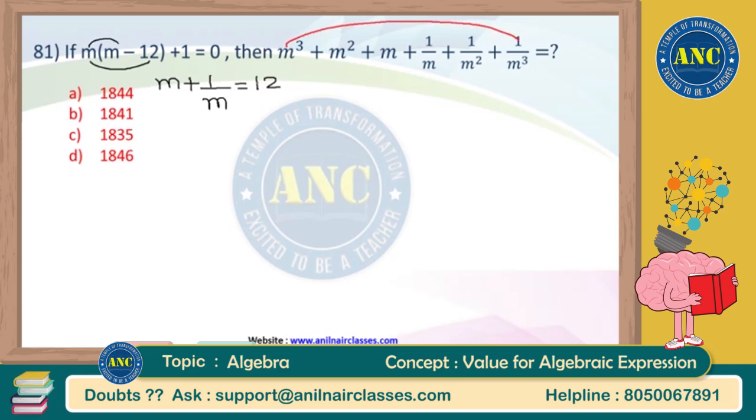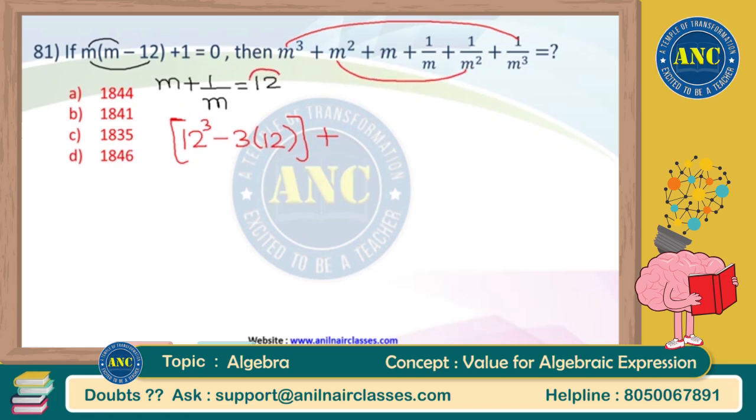Now if I know m plus 1 by m, m cube plus 1 by m cube will be 12 cube minus 3 times 12. That means I know the value of m cube plus 1 by m cube. This is completed right now. Plus m square plus 1 by m square.